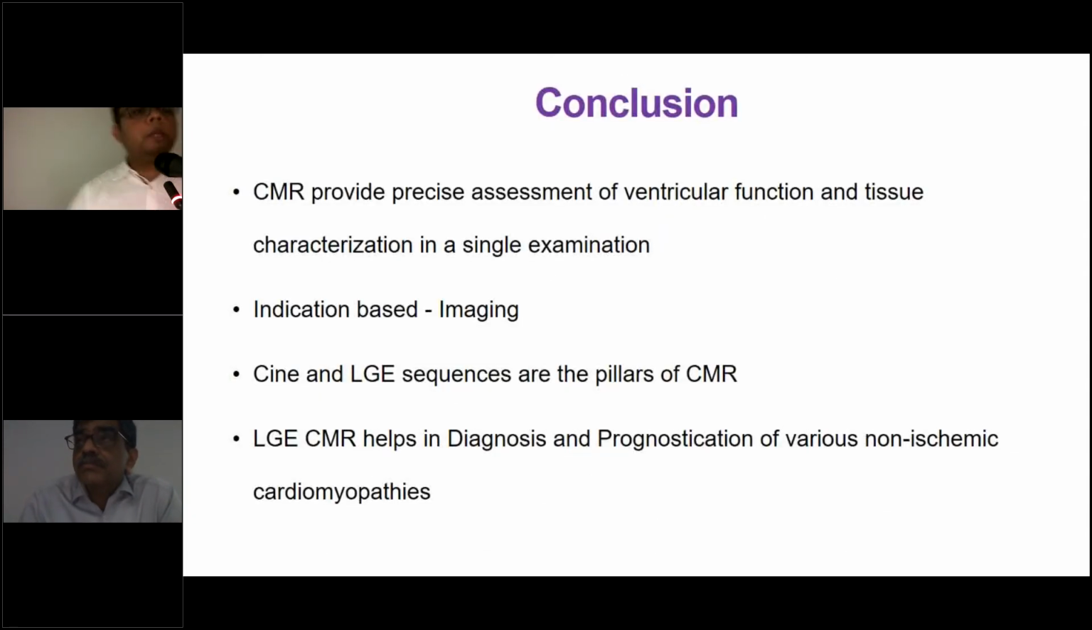So in conclusion, cardiac MRI provides precise assessment of ventricular function as well as tissue characterization in a single examination. The study needs to be indication-based, which means you need to be absolutely clear about what information you want from the cardiac MRI, so the study can be planned accordingly. The cine and the late gadolinium enhancement sequences are the main pillars of cardiac MRI, and late gadolinium enhancement can help us in diagnosis, prognosis, as well as planning of appropriate therapeutic strategy in various non-ischemic cardiomyopathies.